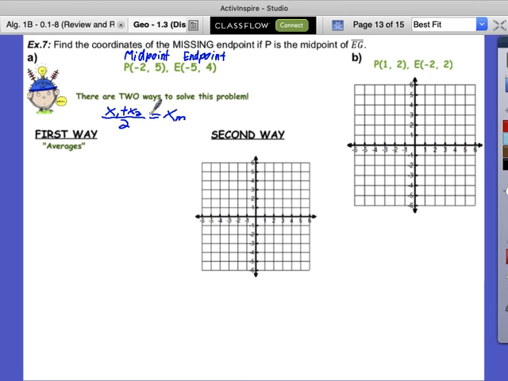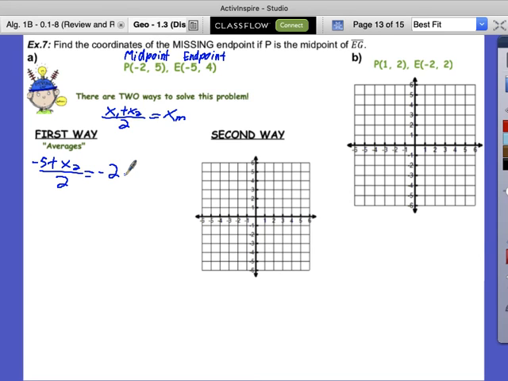We're just gonna plug in what we know. We know one of the endpoints is -5. We don't know the other one, so we'll call it x sub 2, or x2. Divide by 2, and we know the midpoint is -2. Could we solve this equation for the other x?